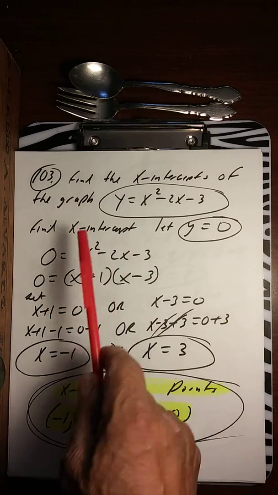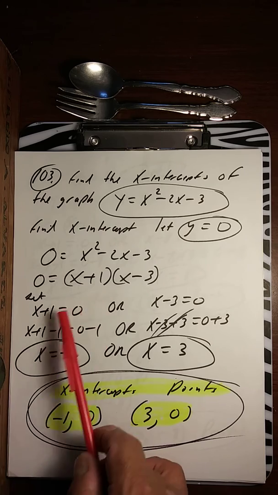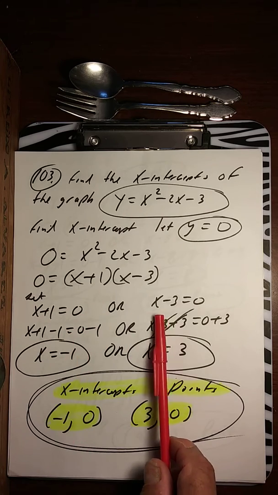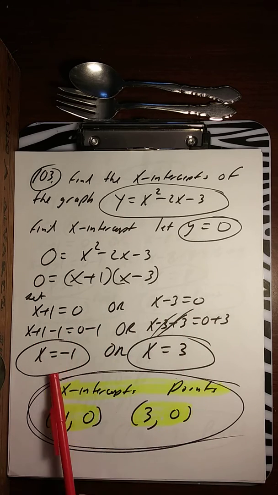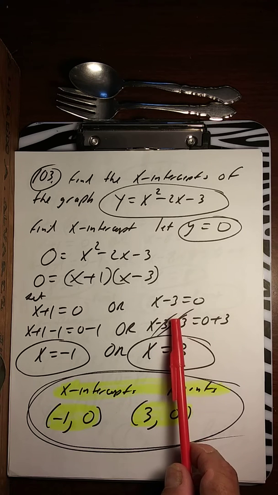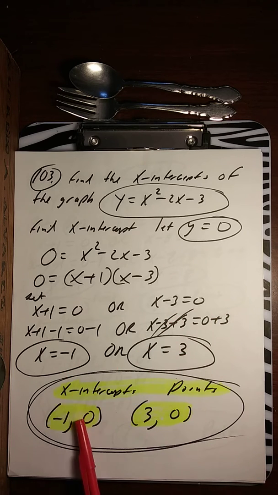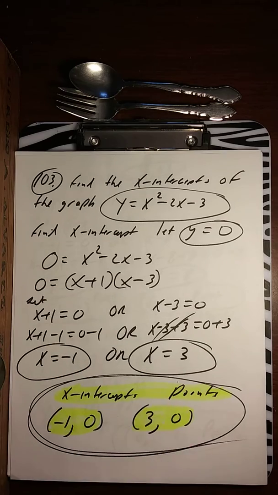Find the x-intercept of this, set that equal to 0. Alright, so x plus 1 equals 0, x minus 3 equals 0. Minus 1, so x is negative 1, and add 3, so x equals 3. So the x-intercept points are negative 1, 0, and 3, 0.